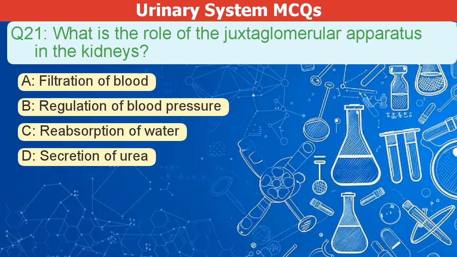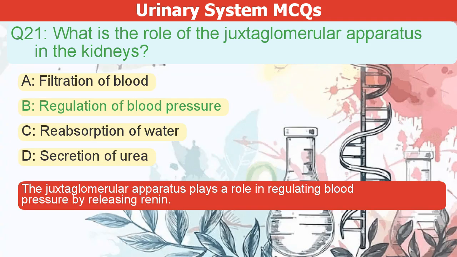What is the role of the juxtaglomerular apparatus in the kidneys? A. Filtration of blood. B. Regulation of blood pressure. C. Reabsorption of water. D. Secretion of urea. The correct answer is B. The juxtaglomerular apparatus plays a role in regulating blood pressure by releasing renin.